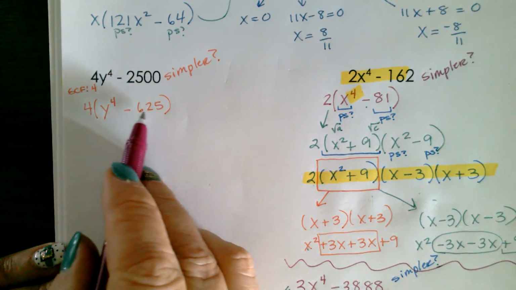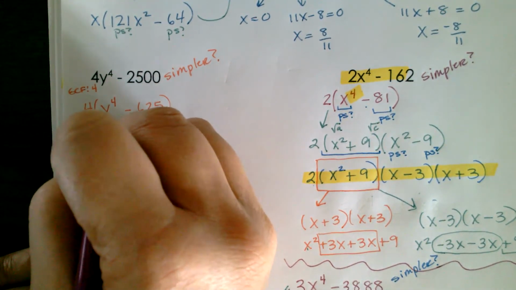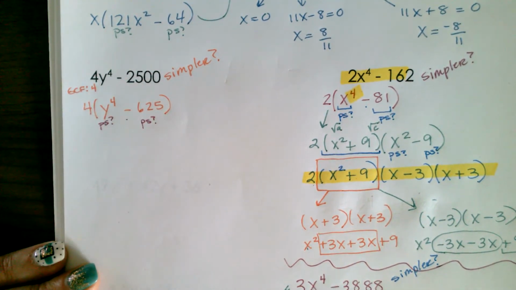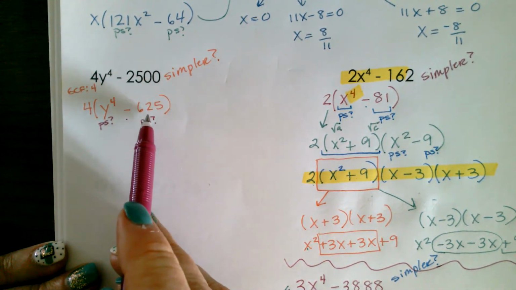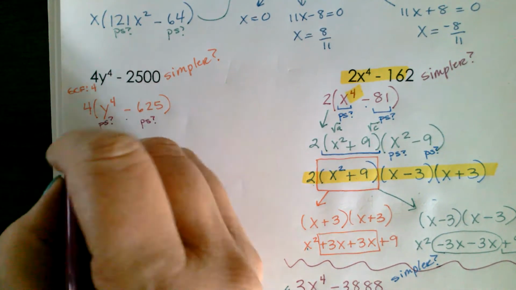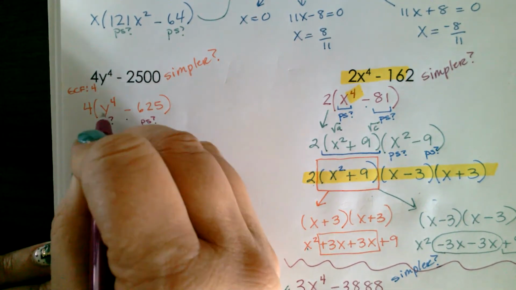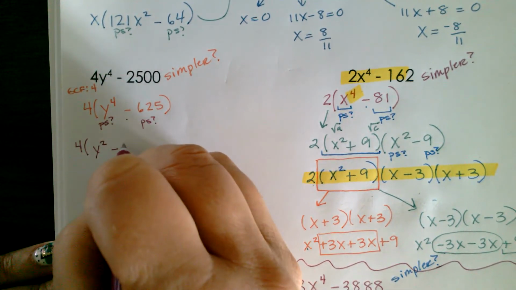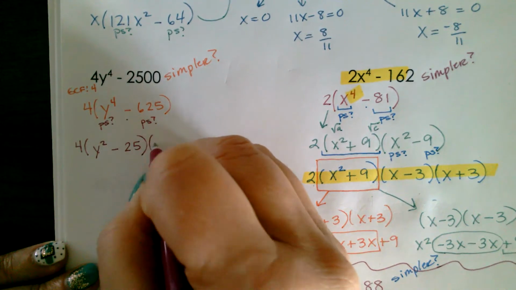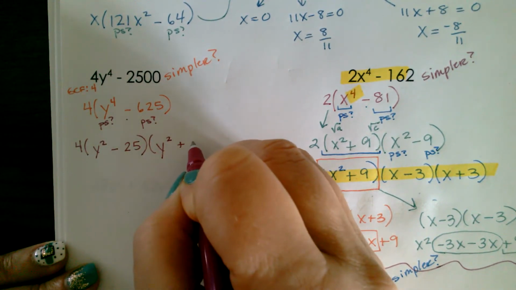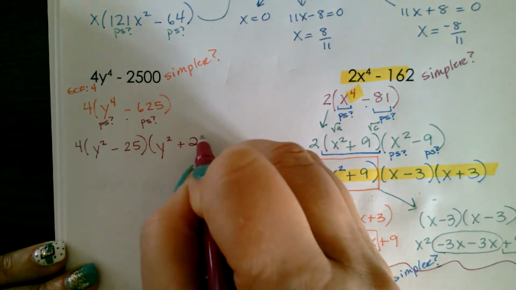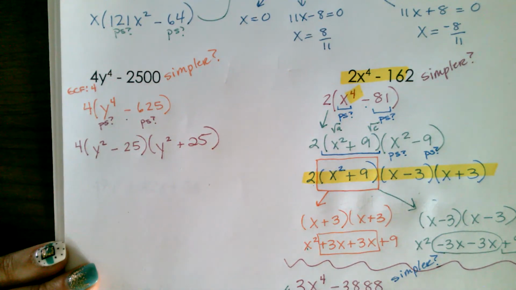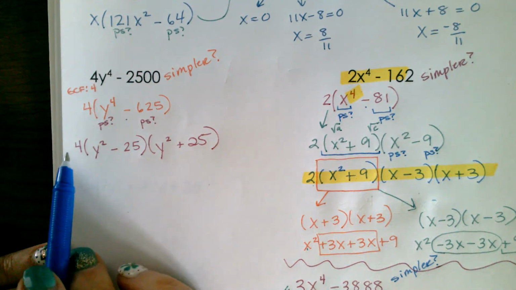Now, binomial with a subtraction sign. Is that a perfect square minus a perfect square? It is. The square root of 625 is 25. So I would have 4 times the square root of the first term minus the square root of the second term. And you'll have one that's positive and one is negative. Negative 25, positive 25. Again, we got one step further down the chain of simplifying.